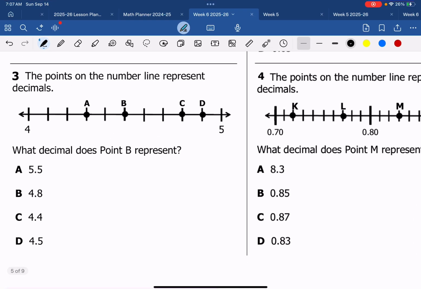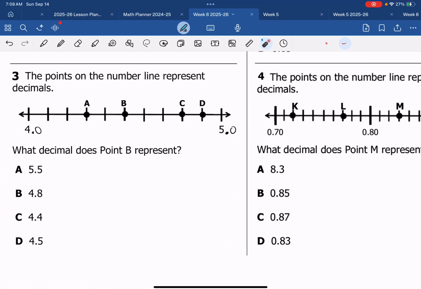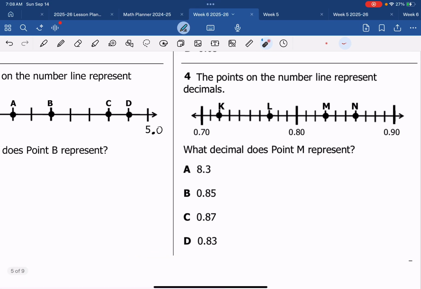Now, let's go to number 3. It says, the points on the number line represent decimals. What decimal does point B represent? Okay. So remember, you're going to put your zero to hero. So you're going to put a decimal point and then a 0. Same thing for the 5, decimal point and then a 0. And this almost looks like 40. This almost looks like 50. I'm going to let you do question 3 by yourself. And then let's go to number 4.